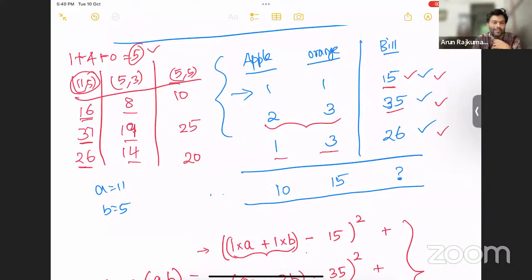There is a better answer. Can somebody guess that? Whoever gets that, your faculty will give you a prize. I can't because I am elsewhere. I'm saying there is something better than 11, 5, a better way to fit the bills.